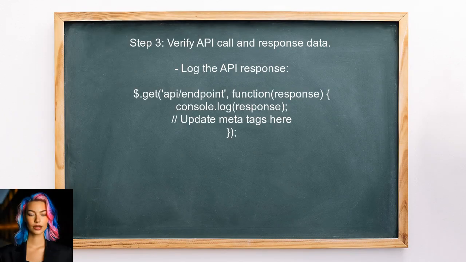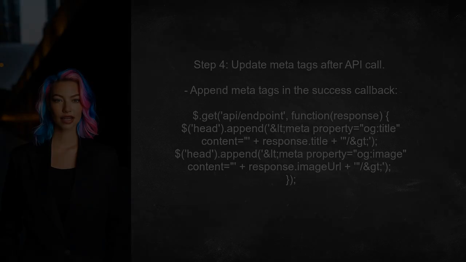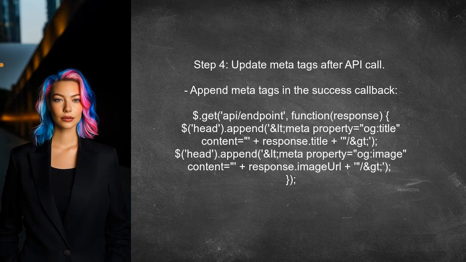After that, the user should verify that the API call is made successfully and that the response data is being used to update the meta tags. This can be done by logging the response to the console. Finally, the user should ensure that the meta tags are being updated correctly after the API call. This means placing the code to append the meta tags inside the success callback of the API request.